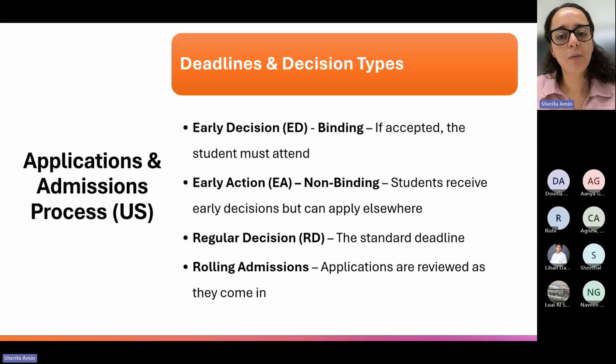And then regular decision is the most common deadline, typically in January, and decisions are released around March, April, but some students are starting to receive their replies now, so this is flexible. And then rolling admissions is basically first come, first served. A university that accepts rolling admissions basically means that they review applications as they come in. So if they have 50 spots for a program, the first 50 applications that they like, they'll take in, and then the rest, they're done for that.